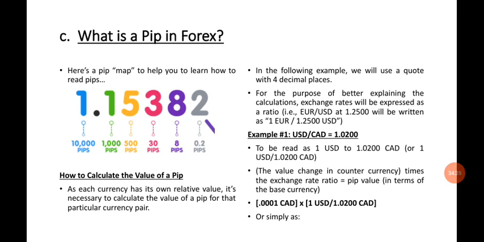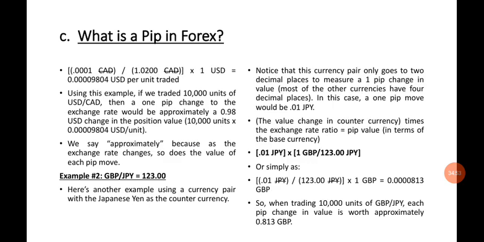So the value change is 0.0001 Canadian dollar times 1 US dollar slash 1.0200 Canadian dollar, or simply 0.0001 Canadian dollar divided by 1.0200 Canadian dollar. Now the Canadian dollar will cancel out, then times 1 US dollar, it will now give you 0.00009804 US dollar per unit traded.